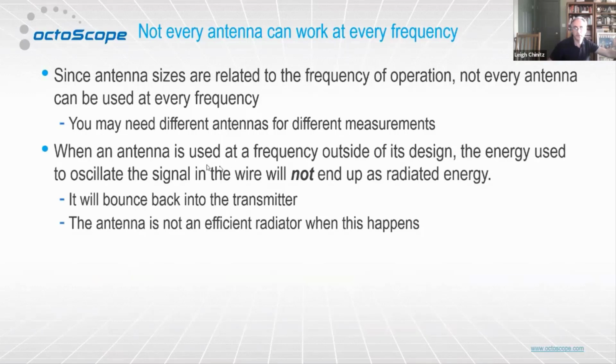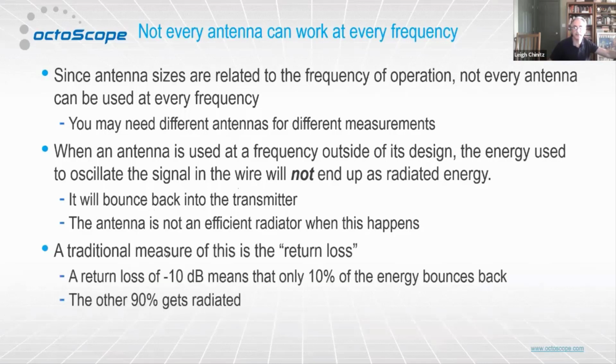Just as said in the question, when an antenna is used at a frequency outside of its design range, if you think about our little picture before of the current being driven up and down the antenna, resulting in energy radiating away, what happens is that not all of that energy does radiate away. In fact, exactly as asked, it bounces back into the transmitter, and so the antenna becomes less efficient.